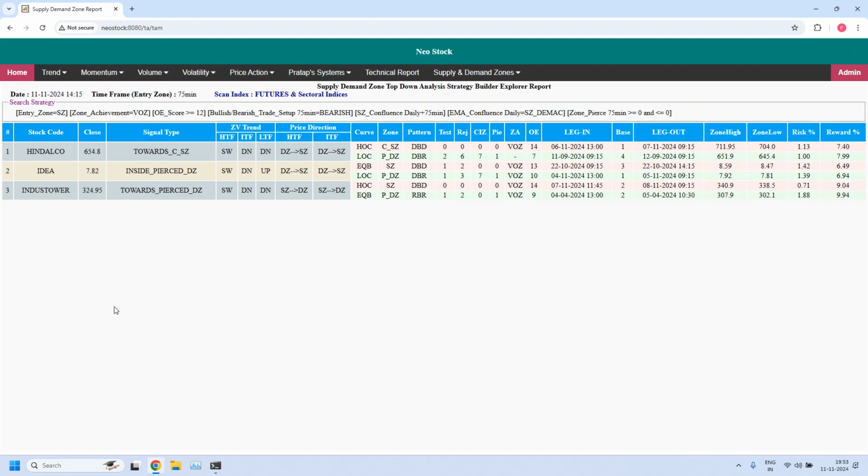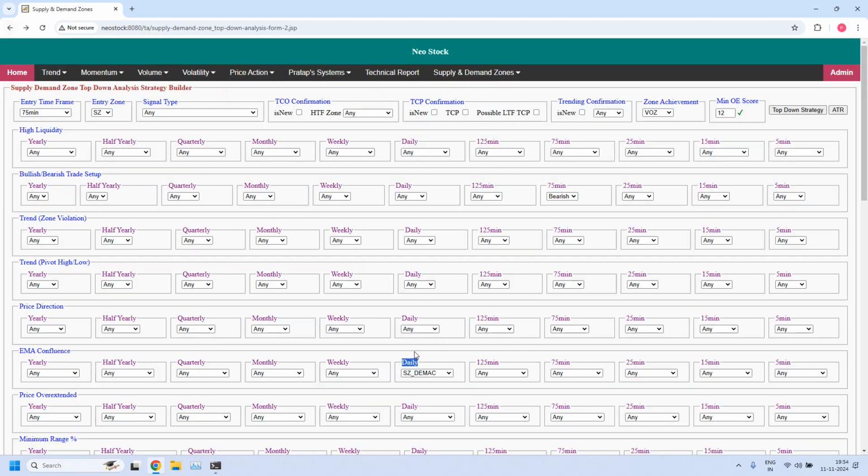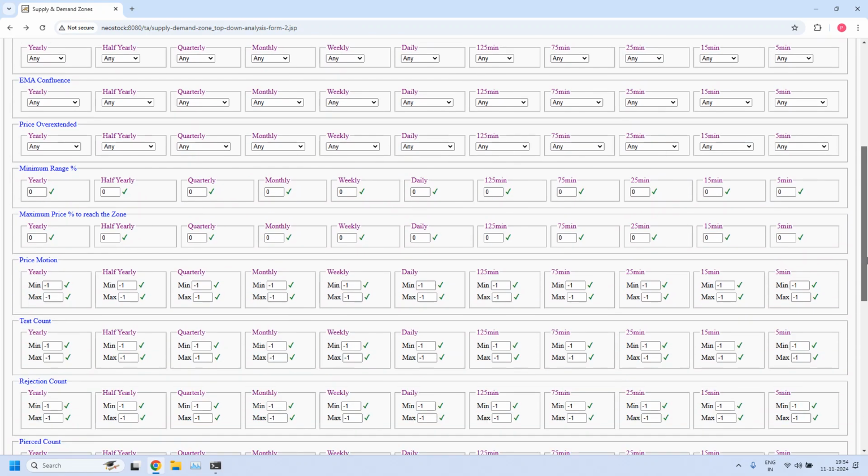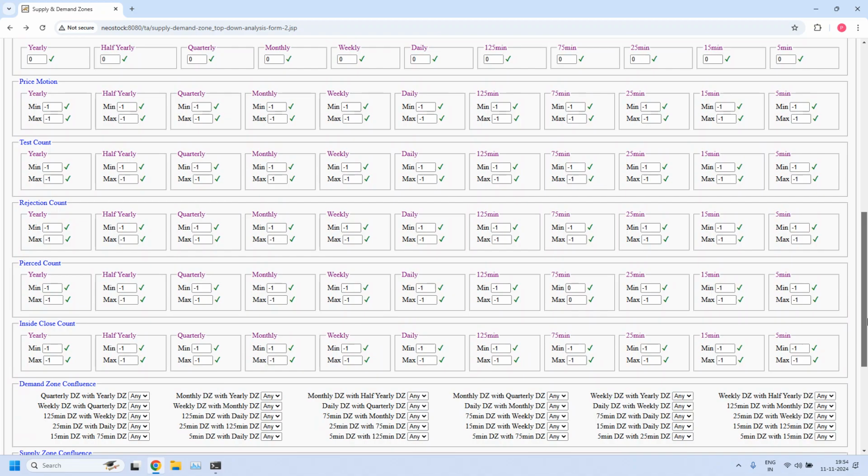Now we got 3 stocks. In all these 3 stocks, the daily zones are having daily EMA confluence, and the entry time frame 75 minute zone is part of the daily zone. Okay, next, these are all even higher probability setup stocks. Next we need to look for LTF, ITF, HTF zone confluence. I have to remove this EMA filter. Now we need to look for 75 minutes, daily and weekly supply zone confluence.